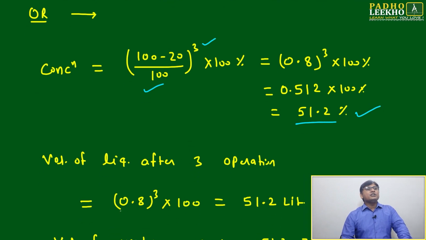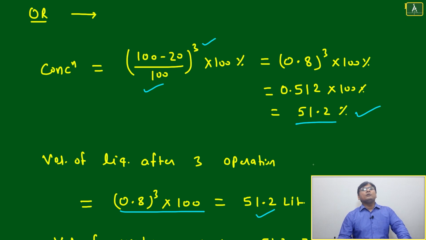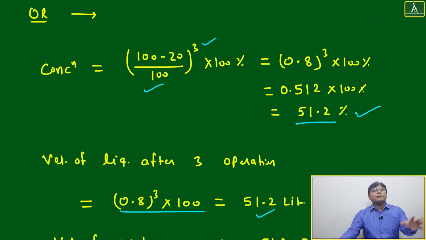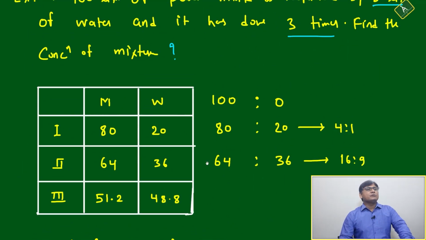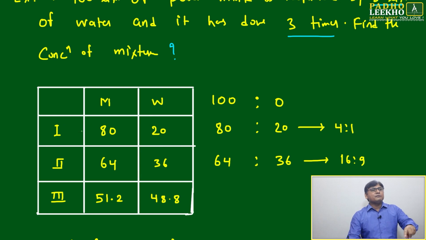Volume of liquid after 3 operations: 51.2 liters will be milk in that mixture and the remaining 48.8 liters will be water. Now the same thing we'll try to understand based on the concept of ratio, that is your milk and water. First operation, after the first operation what will happen?